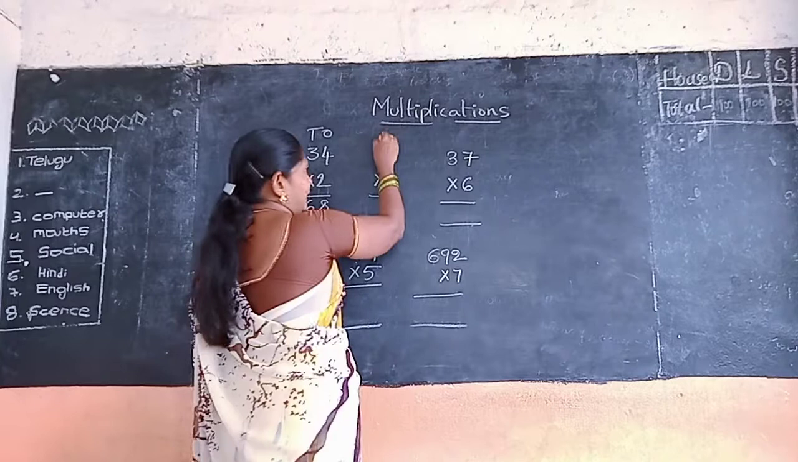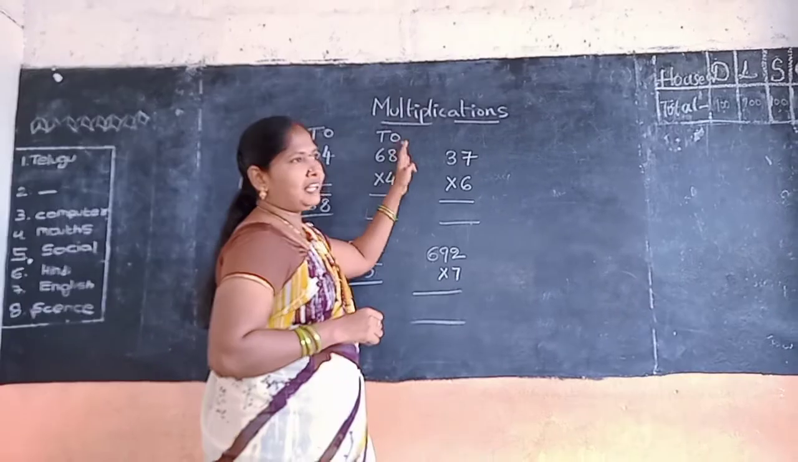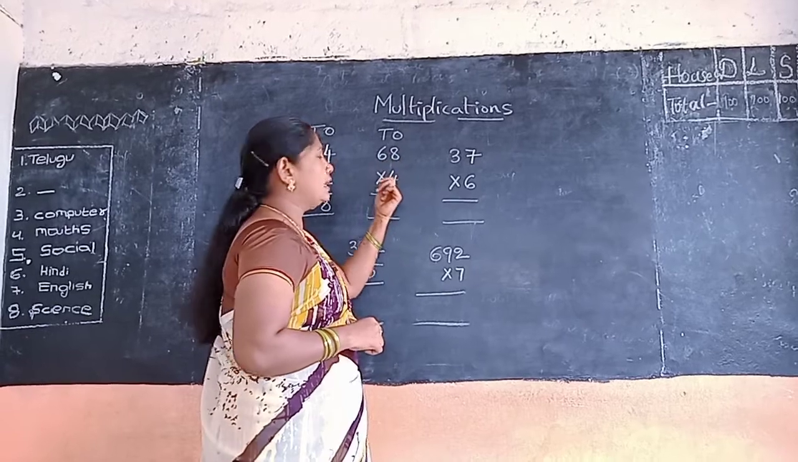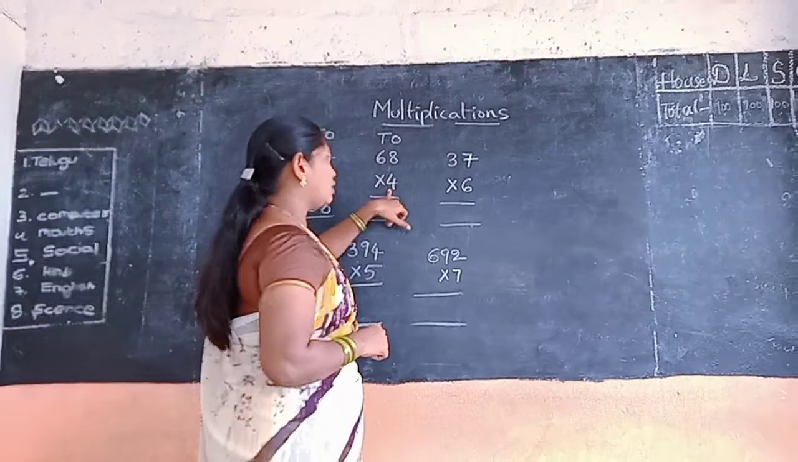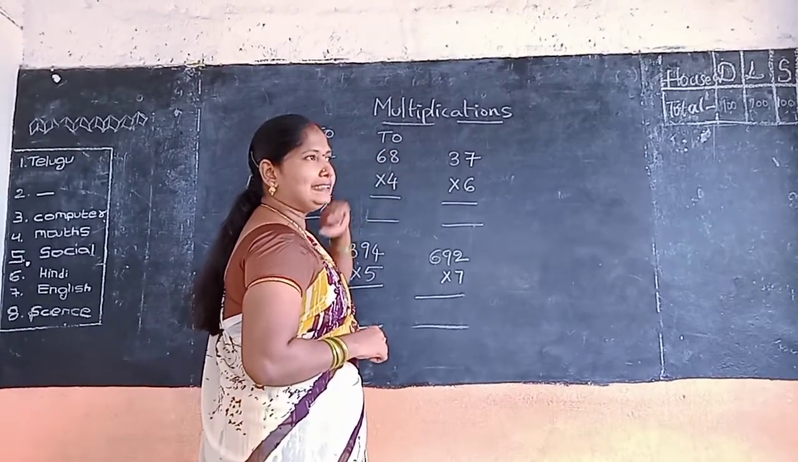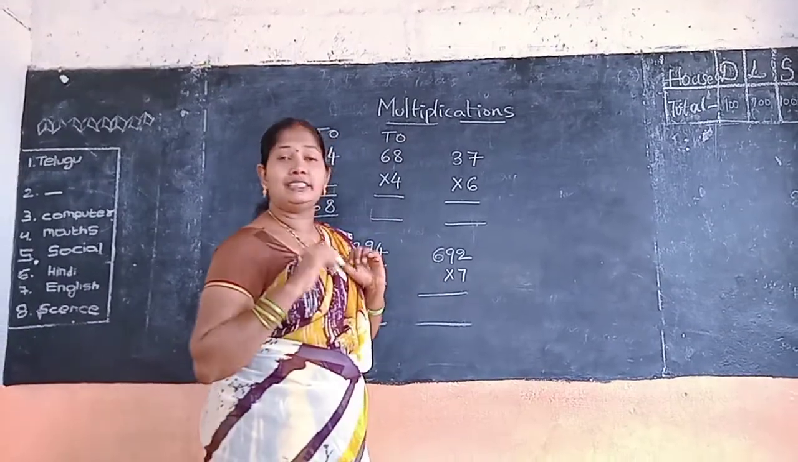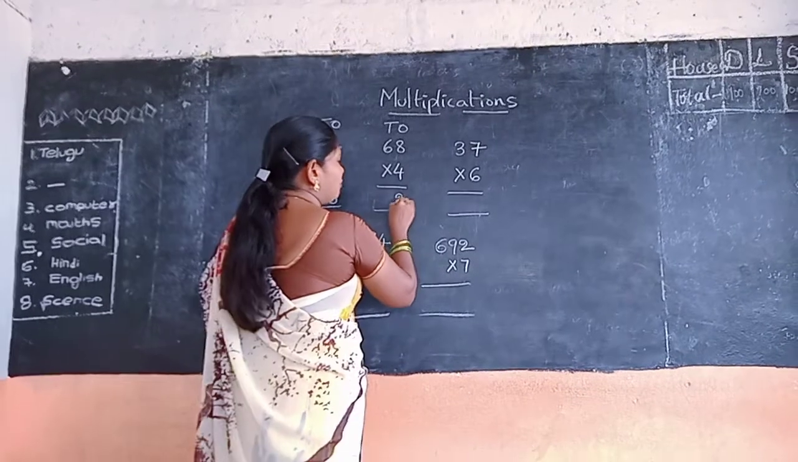Now go to the second sum. This is ones place, this is tens place. This is a two-digit number multiplication with a single-digit number. How? Now let us start. 4 eights are how much? 32. Okay, 2 in ones place.